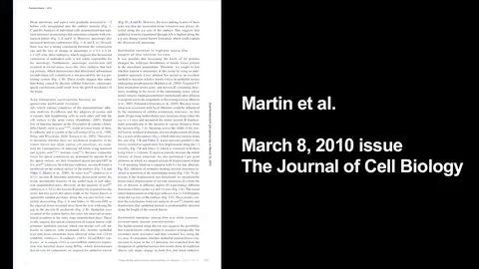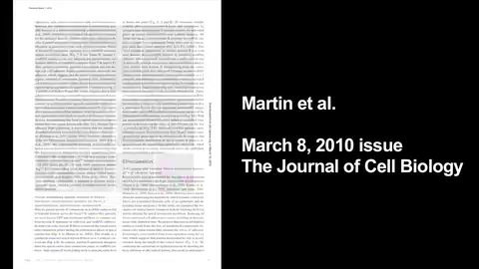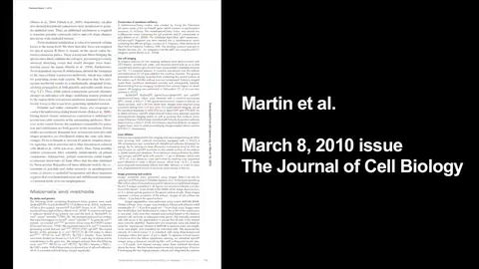You can read more about the integration of contractile forces during tissue invagination in the paper by Martin et al., which you can find in the March 8th edition of the Journal of Cell Biology.